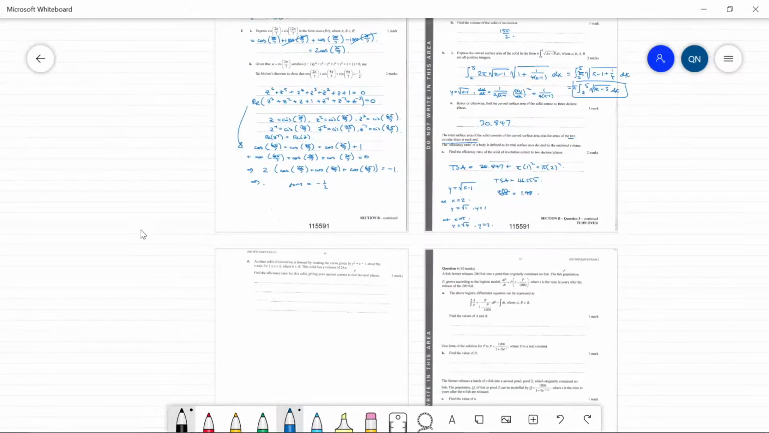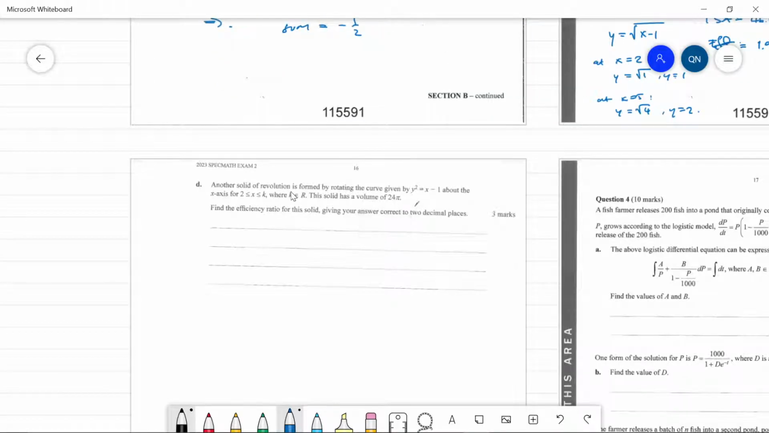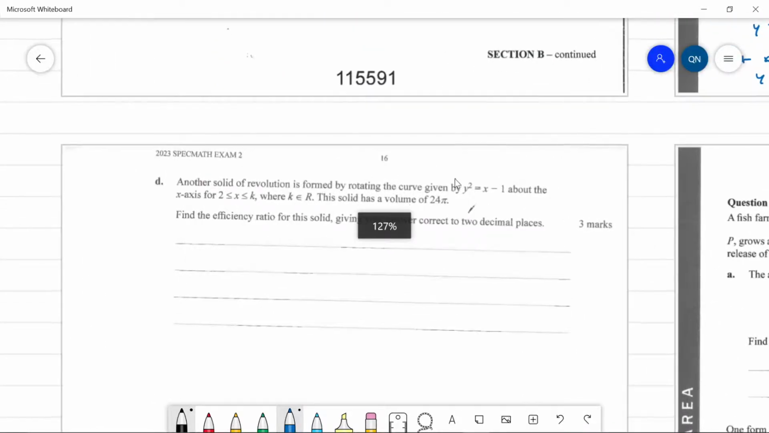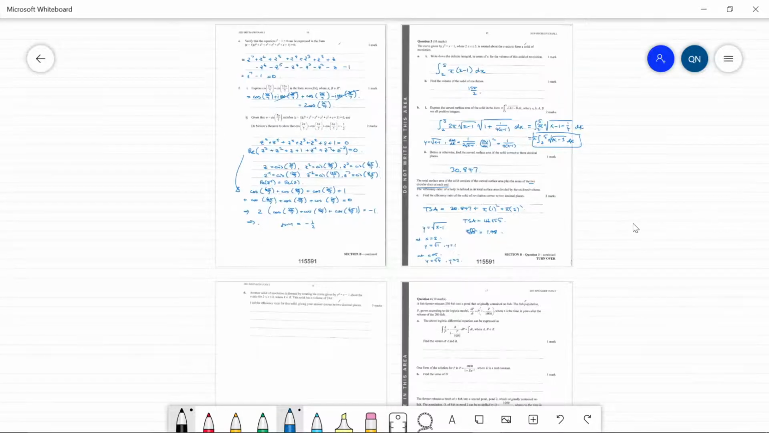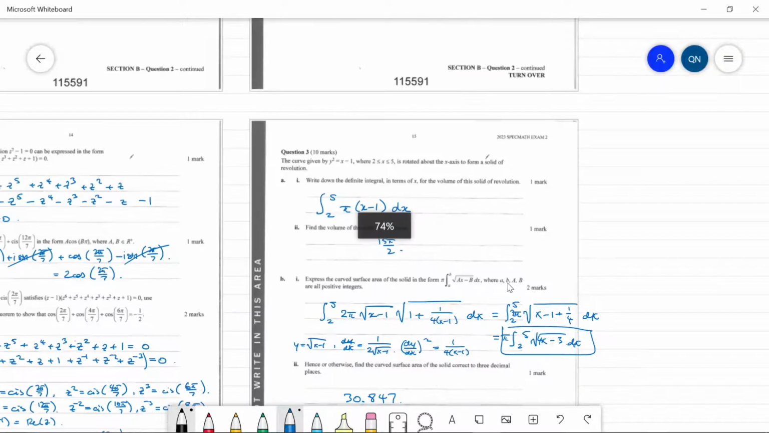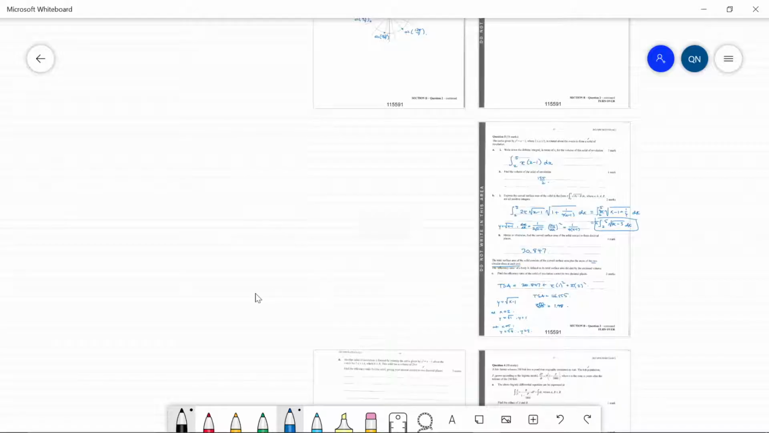Oh, I got one more part. Then we've got differential equations, it looks like. So another solid of revolution is formed by rotating this curve about the x-axis. Have we been doing this wrong the whole time? Surely this is the x-axis, right? Yeah, about the x-axis. Wait, then what's this question asking?